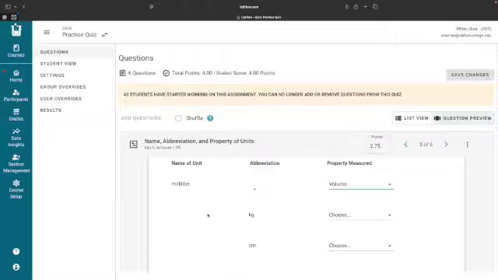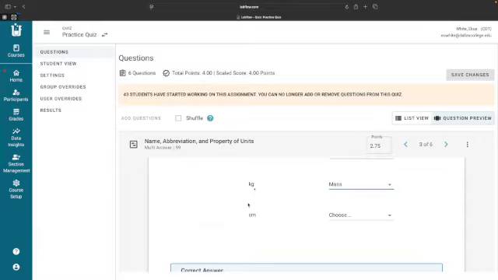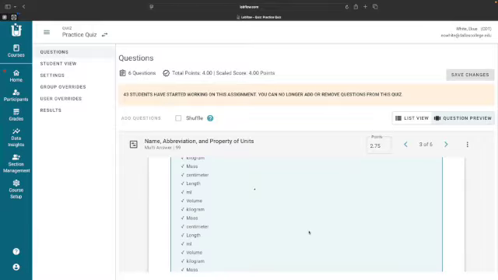And then this would be kilogram, right? And then abbreviation kg. Property measured here should be mass. And then we have centimeter, and abbreviation will be cm. Property measured will be length. So you have your answers here. Correct answer: milliliter for volume, kilogram for mass, centimeter for length.